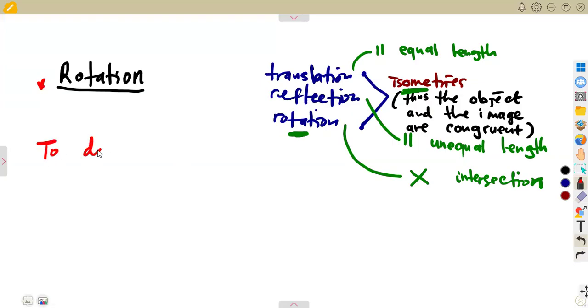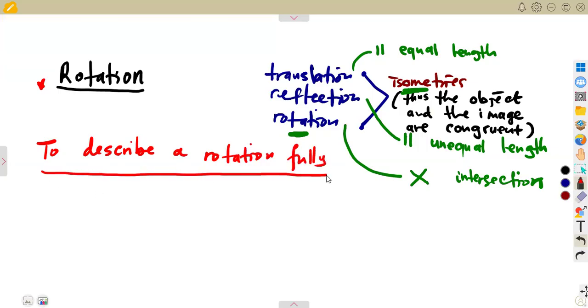So to describe a rotation fully, you are supposed to fully describe it. What is it that you need to describe this rotation? So when you are describing, I said you do not explain to the examiner that these lines that I joined are parallel, then they're equal. No, the examiner does not need to know about that. They need to know the transformation.